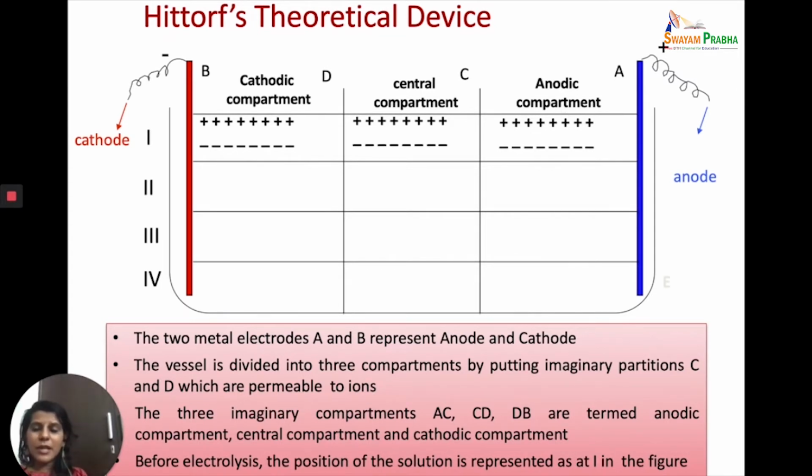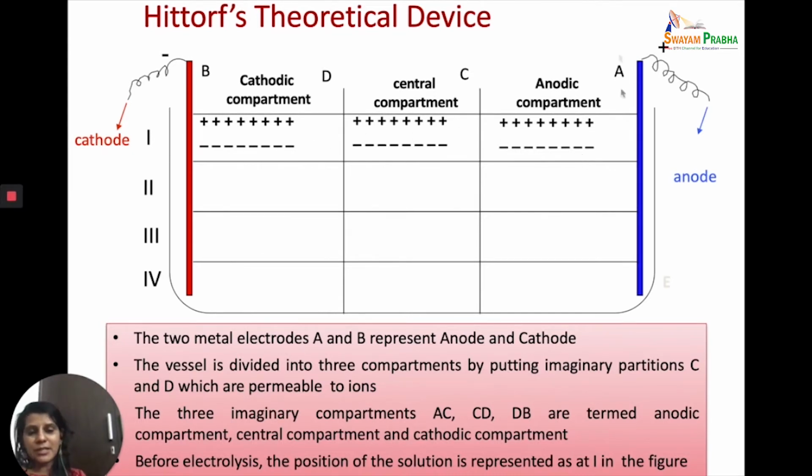Now, let us suppose that before the electrolysis, this is the position of the device, and you have 8 pairs of cations and anions in each of the compartments. So the first case, just see the first number. This first number tells you that this is the case when initially you took a theoretical device and there are 8 pairs of cations and anions in each of the 3 compartments.